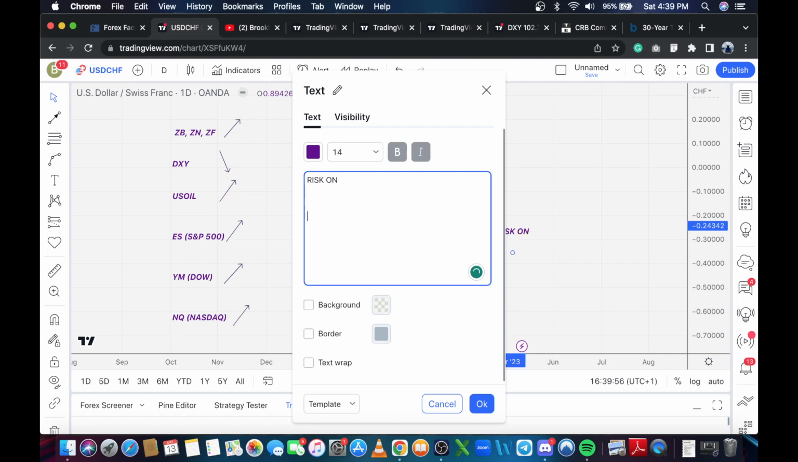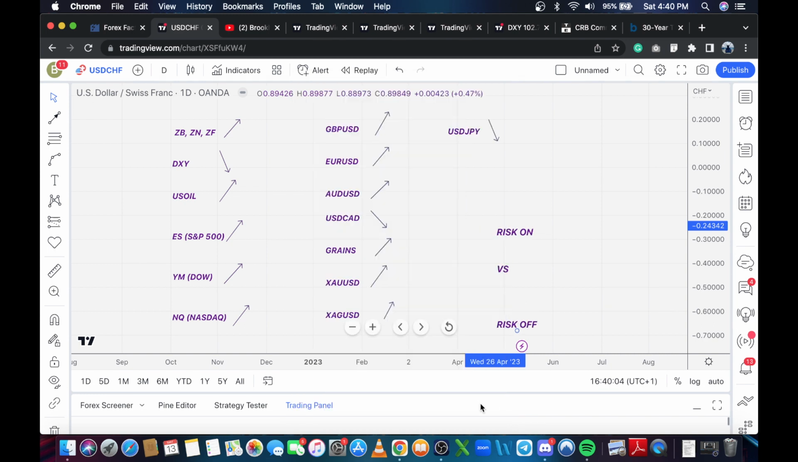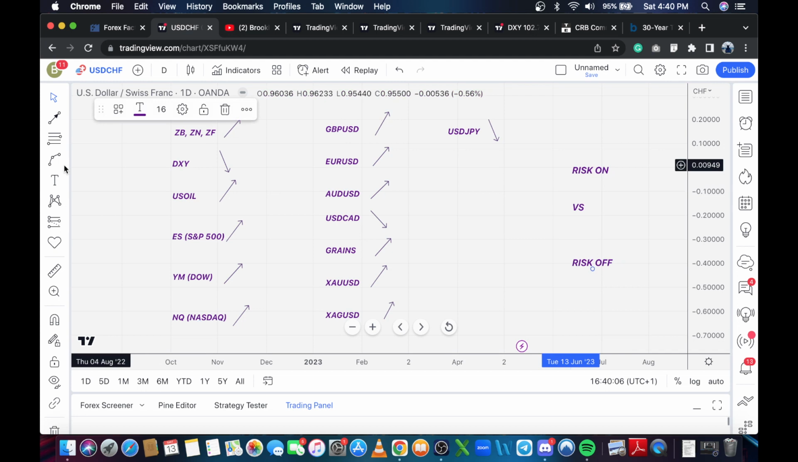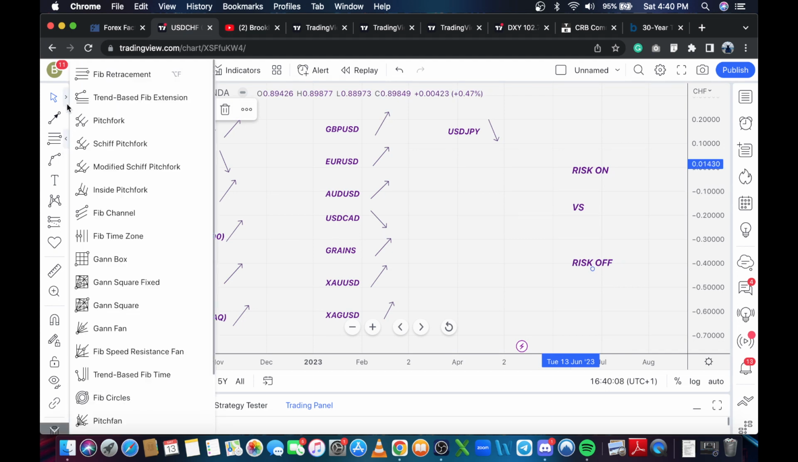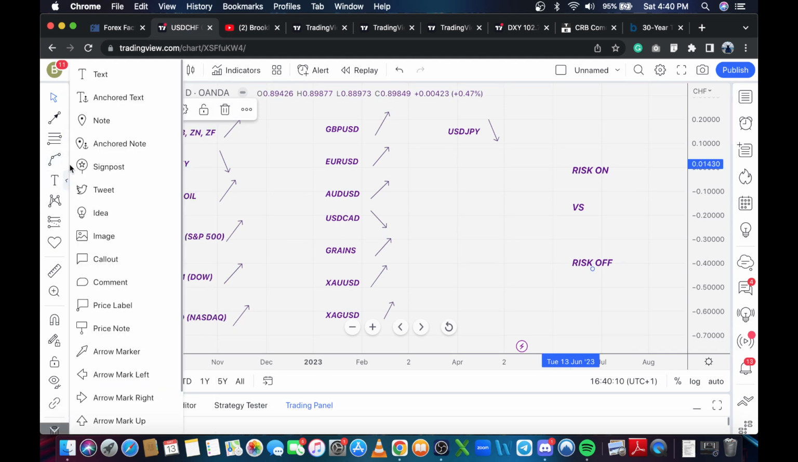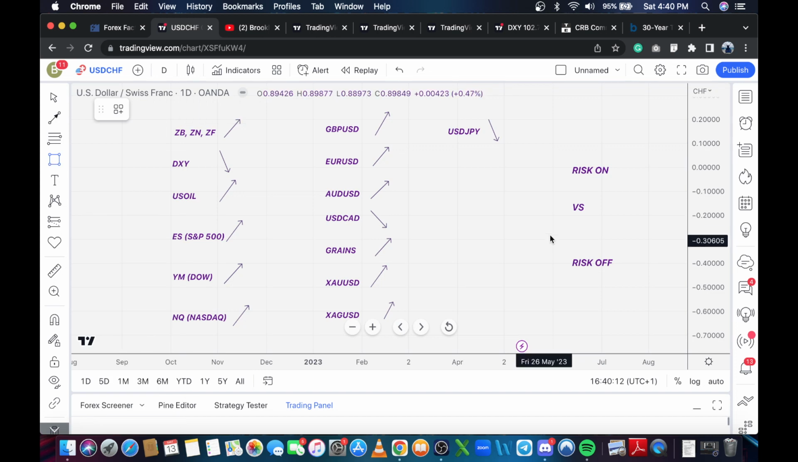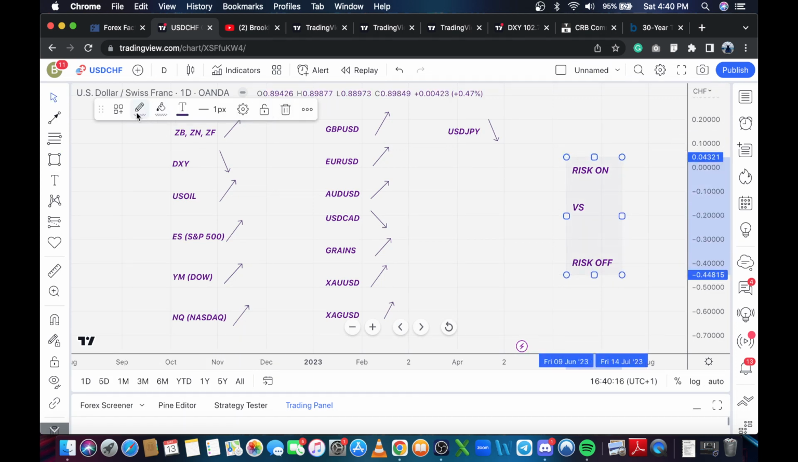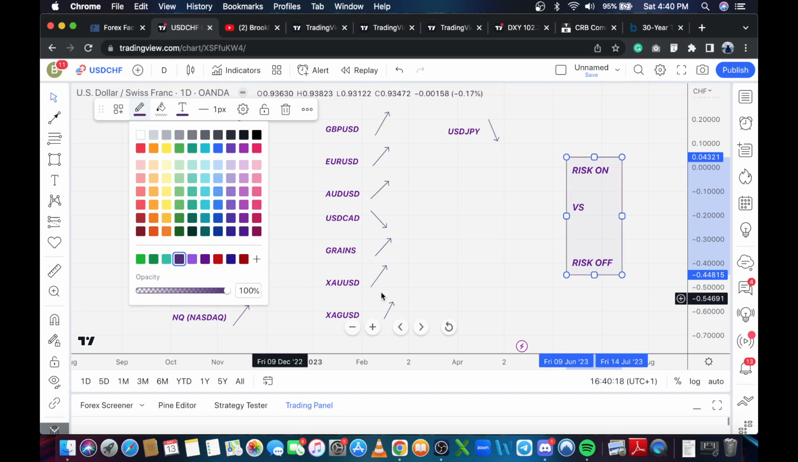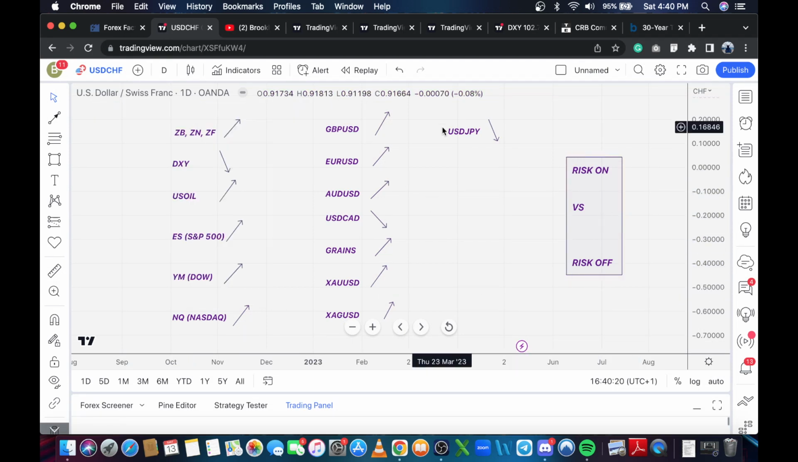Risk on versus risk off. Okay, that's what I'm trying to figure out. So when it is a risk on market, that means dollar is bearish and our safe haven asset is declining. When it is a risk off market, that means dollar is bullish and our safe haven asset is rallying.